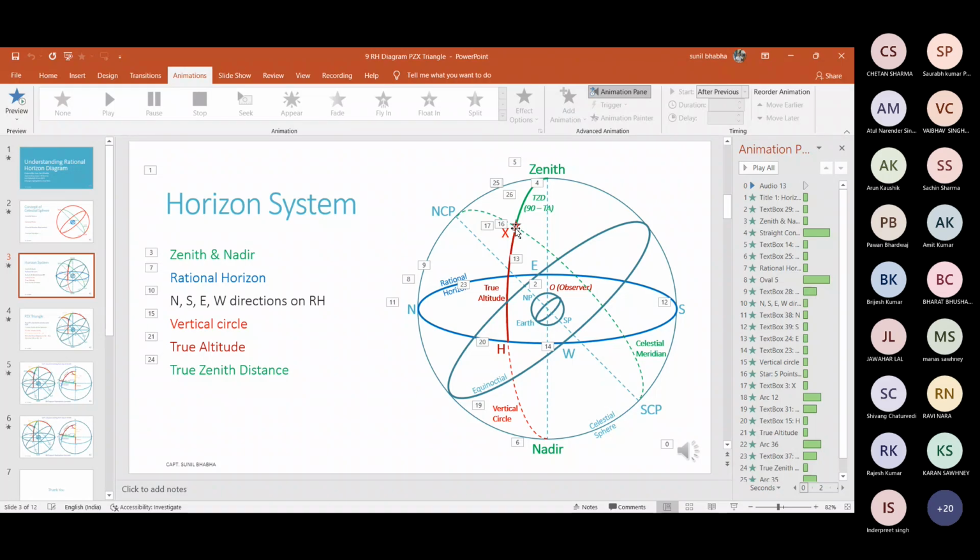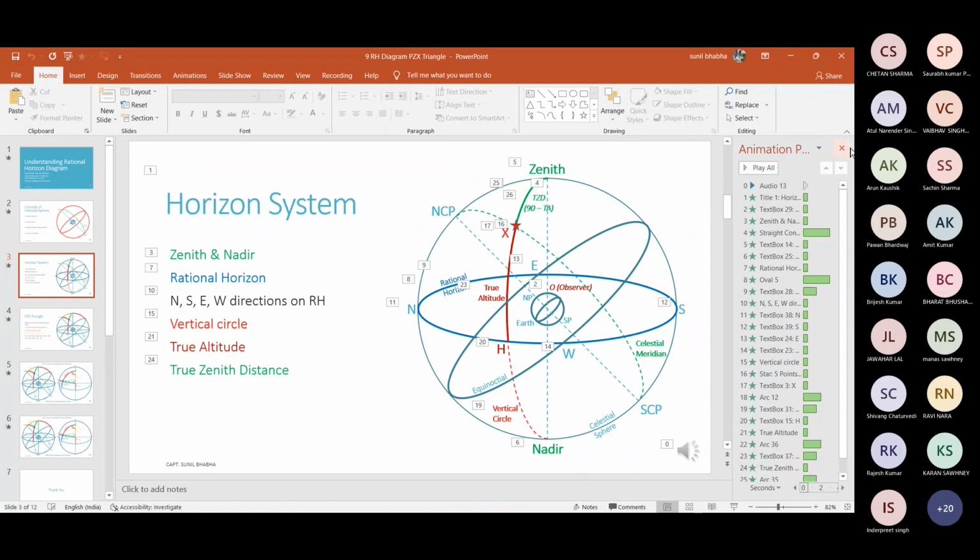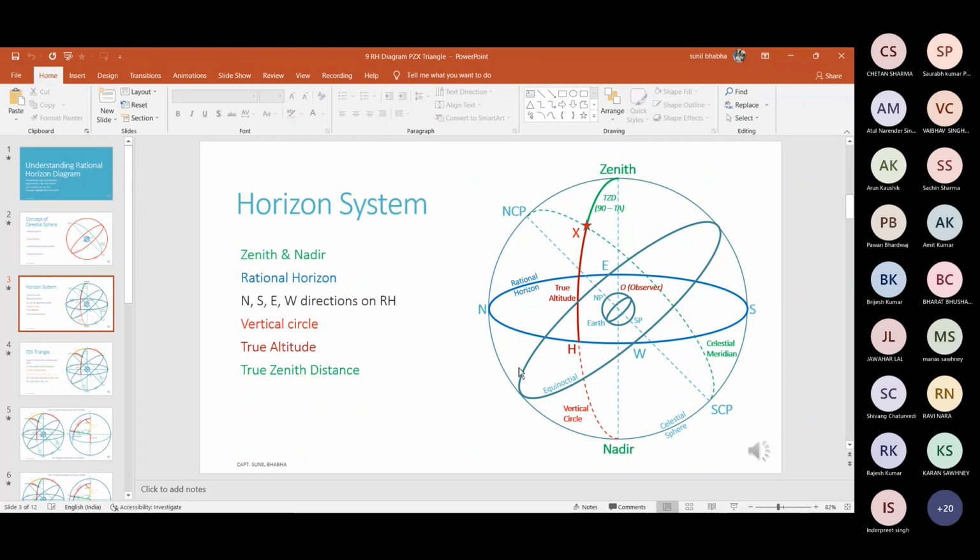So what we are going to do now is we have understood this horizon system. Look at this diagram carefully. So from this diagram, we will try to understand what a PZX triangle is. So once understood, then it's a very, very important concept in celestial navigation, used in solving many of the questions. So we now proceed ahead. Have a good look at this diagram and let me know if you have any doubts anywhere.